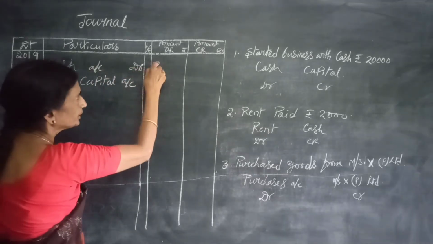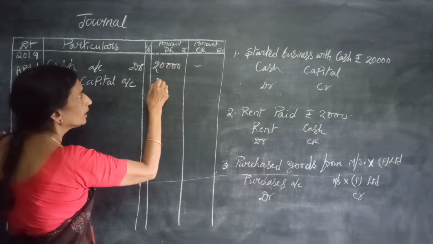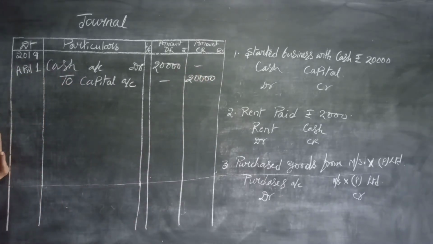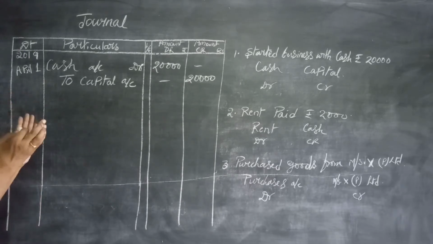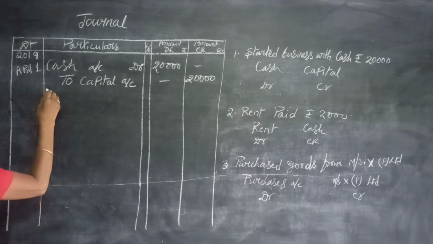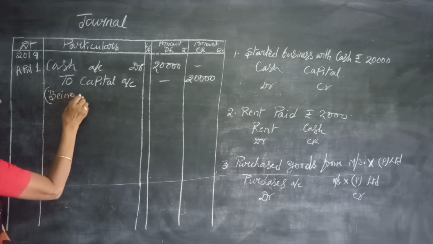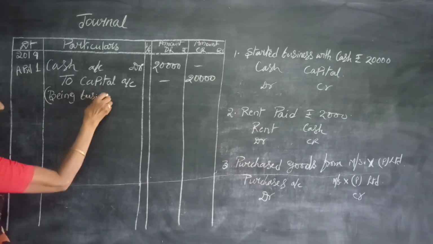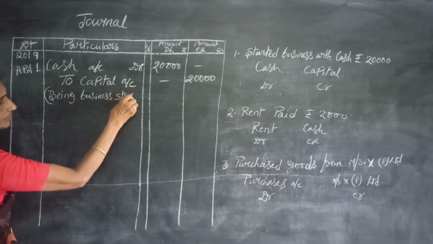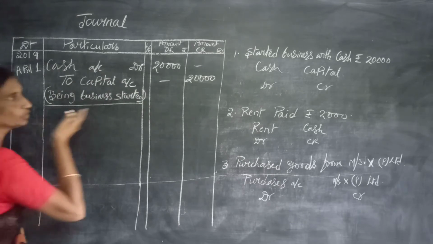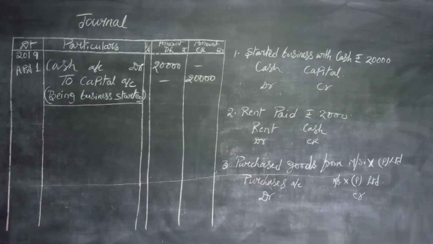Cash account debit 20,000 is to be written over here, and in front of the account being credited you have to write the credit amount. This is how to record the transaction in the journal, and it is to be followed by a brief narration starting with 'being', business started. It is to be limited only to this particulars column, not to go on to the end of the page. Again I am telling you, the first transaction is started business with cash rupees 20,000.